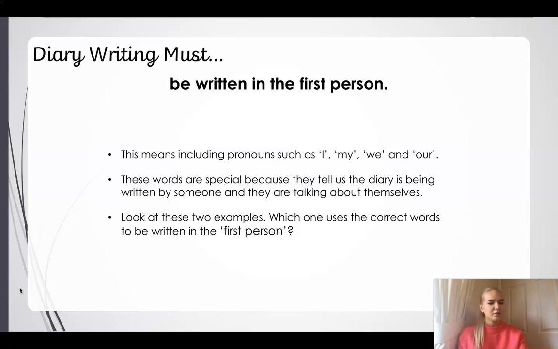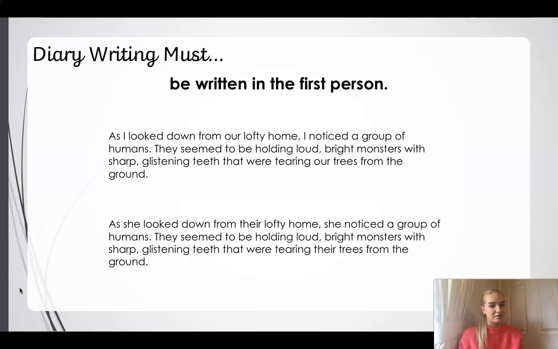Now, I've got 2 examples here, and one of them is written in first person, and the other example is not written in first person. Can you have a look, spot any of the pronouns? Are they first person pronouns, or are they something else? Pause the video. Which section is in first person, which section is not?